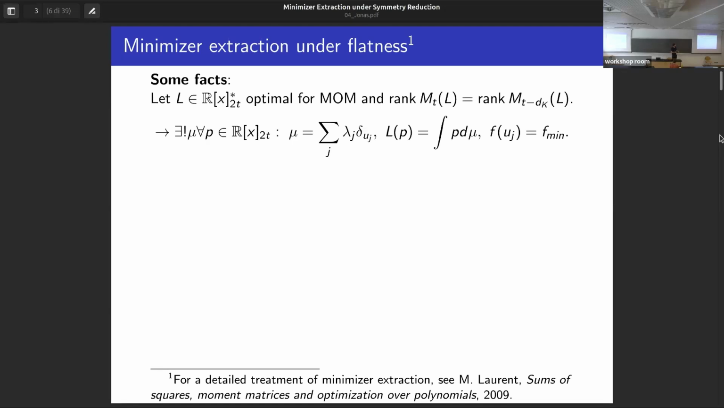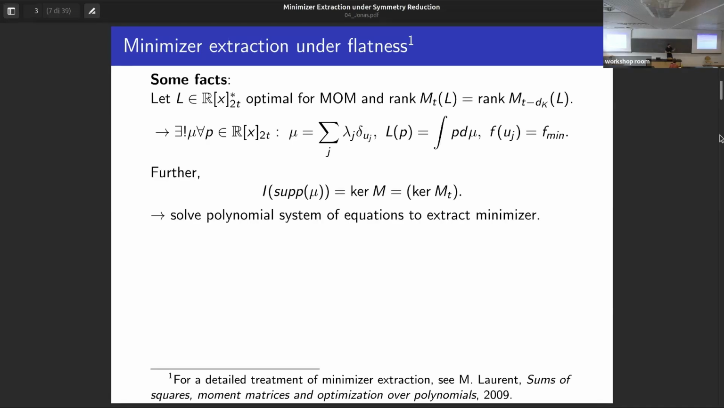Okay, so this is the first step. You have flatness, so you know that your relaxation is tight, and you know that the support of your measure contains information about the minimizers of your polynomial, but you don't have direct access to the measure. You only have access to the numerical data of the moment matrix that you solved.